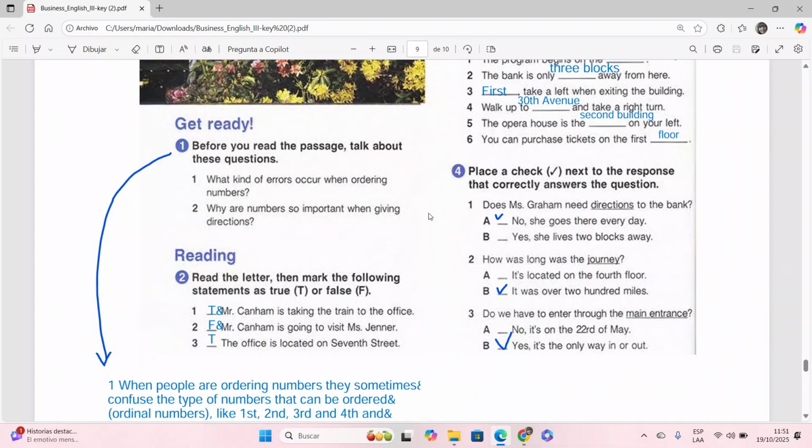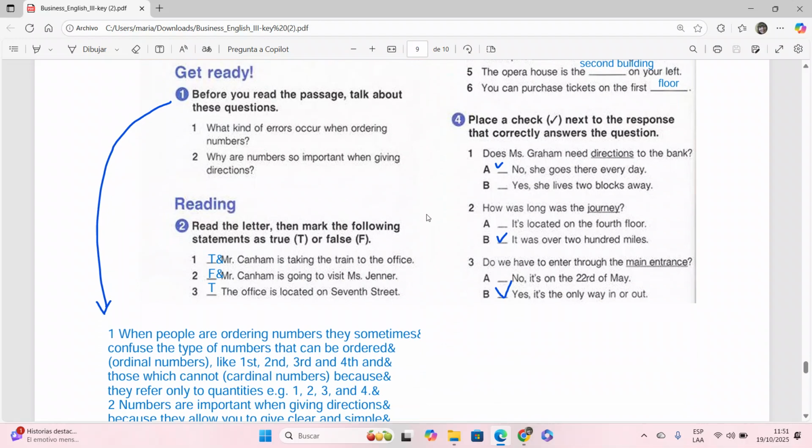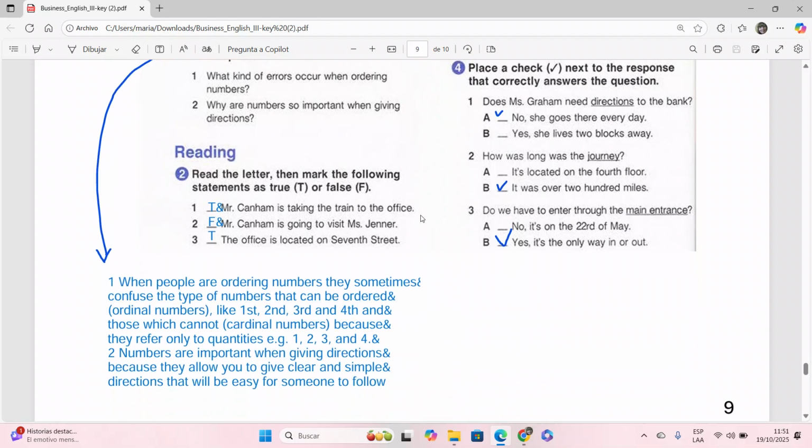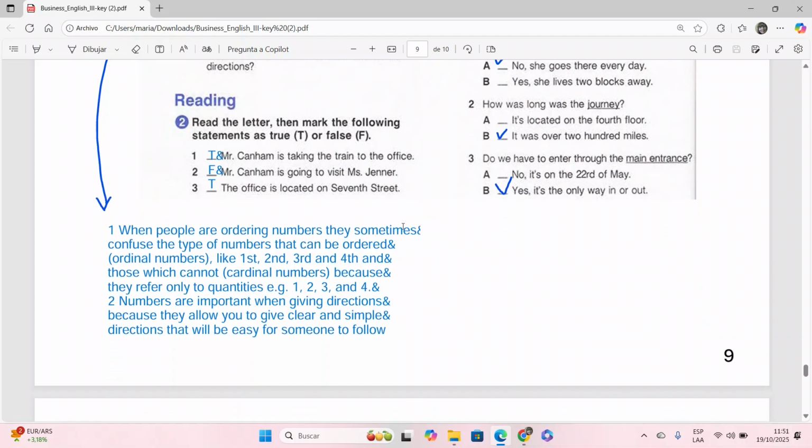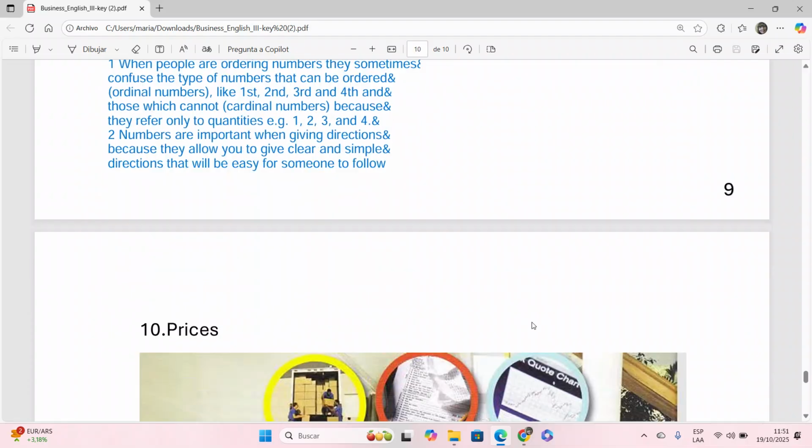4. Place a check next to the response that correctly answers the questions. 1. Does Miss Gresham need directions to the bank? A. No, she goes there every day. 2. How long was the journey? B. It was over 200 miles. 3. Do we need to enter through the main entrance? B. Yes, it's the only way in or out.